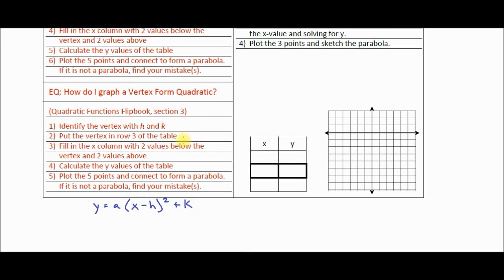Then, just like graphing standard form, fill in the x column with 2 values below the vertex and 2 values above. Calculate all the y values for those x values. Plot the 5 points and connect to form a parabola.